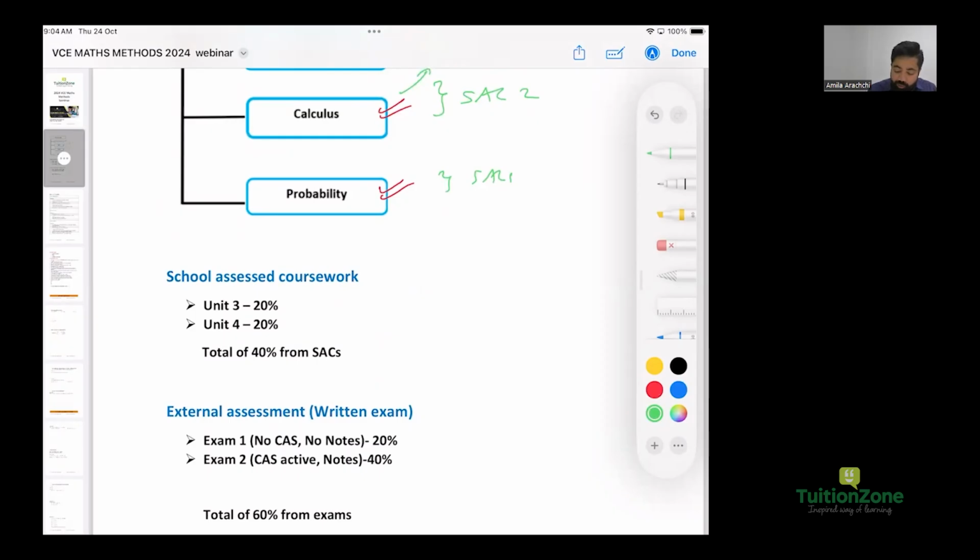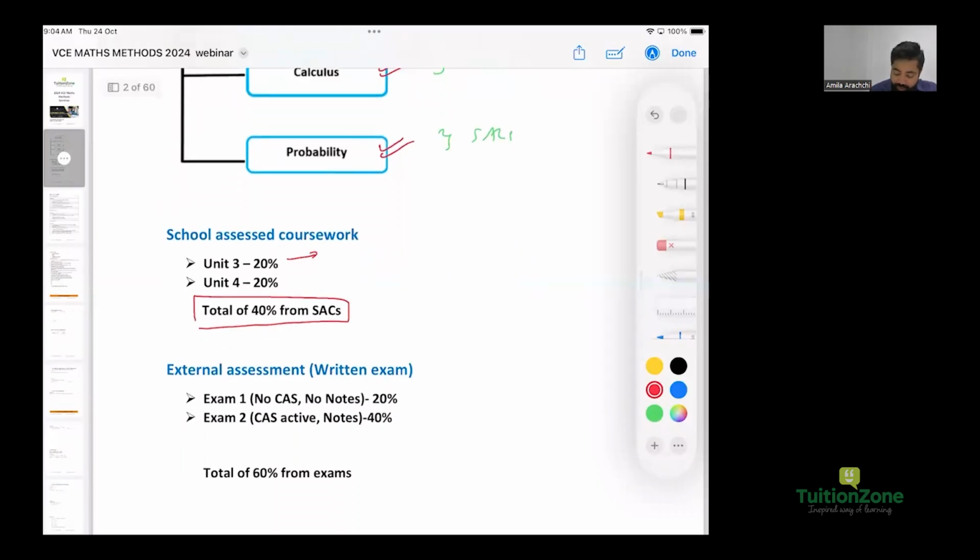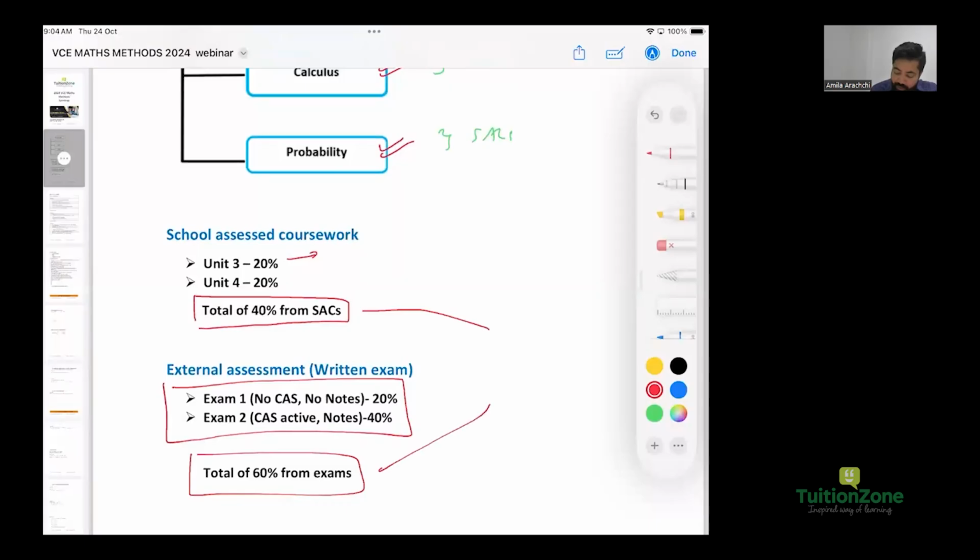You can see Unit 3 is usually 20%, but schools can slightly change that. If they realize Unit 3 assessments are a bit longer than Unit 4, they can increase the percentage. It depends on the school. But overall, the SAC marks must be 40% of the total. Then Exam 1 and Exam 2 together are going to be 20% plus 40%, which is 60%. So SAC is going to be 40 and the exam total is 60, giving you out of 100%.